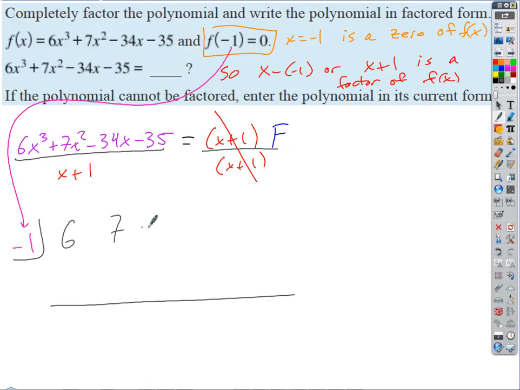6, 7, -34, -35, and that's my remainder box. Remember what the remainder box also did though.